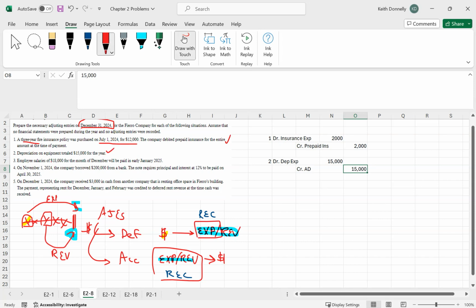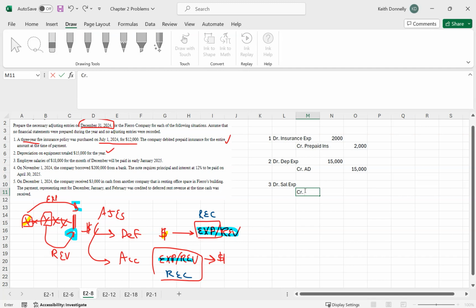All right, employee salaries of $18,000 for the month of December will be paid in early January of 25. Okay, so we have some salary expense we've got to accrue. So debit salary expense, credit salary payable, and 18,000.